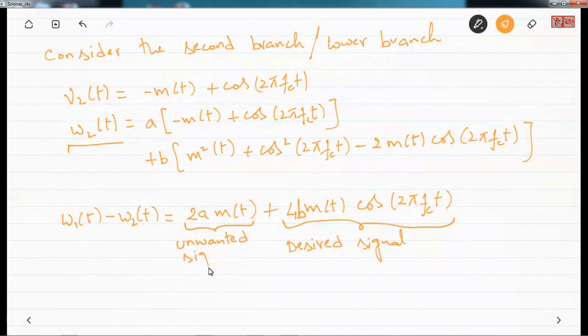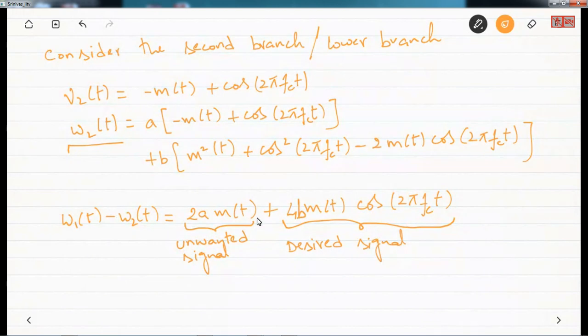Now how do we get rid of this signal? We are close to our desired result, right? See, earlier we had all these terms in w1 of t: m square of t, cos square 2 pi fct, all these things. Now we got rid of many of those terms. We just have one term here.